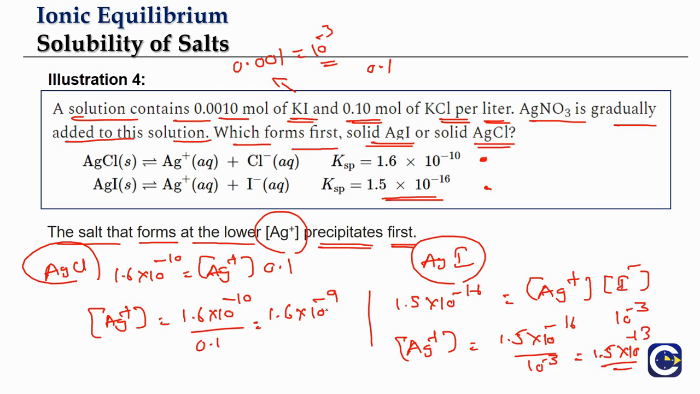Now we compare both of them. Here the Ag plus concentration required for the precipitation is 1.6 into 10 power minus 9. Here the Ag plus concentration required for the precipitation is 1.5 into 10 power minus 13. Which is lower? This is lower. It means at as low as 1.5 into 10 power minus 13 concentration itself, we will see that AgI will start getting precipitated. So relatively, the one that is easy to precipitate is AgI. So the answer for this question, which will form the precipitate first, is that solid AgI is going to be formed first. Clear, guys? So this is how we look at problems on the relative ease of precipitation.